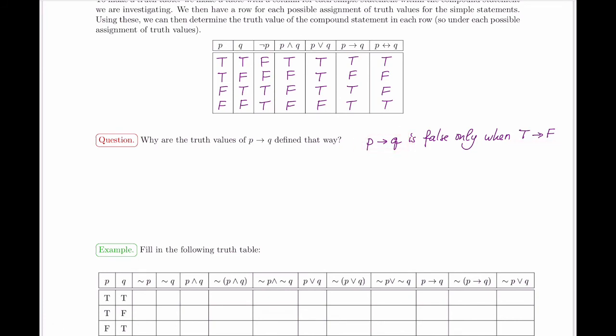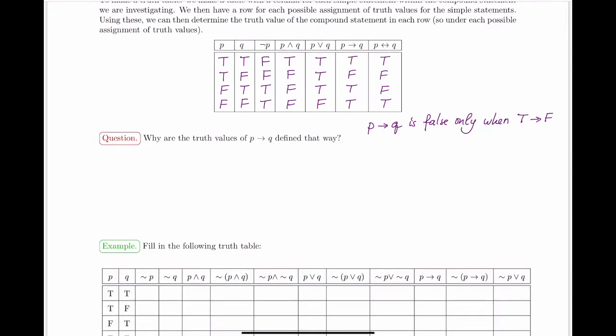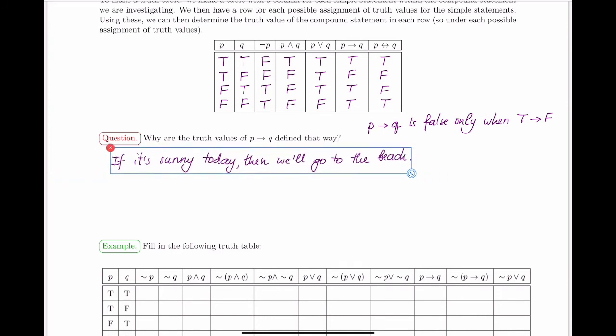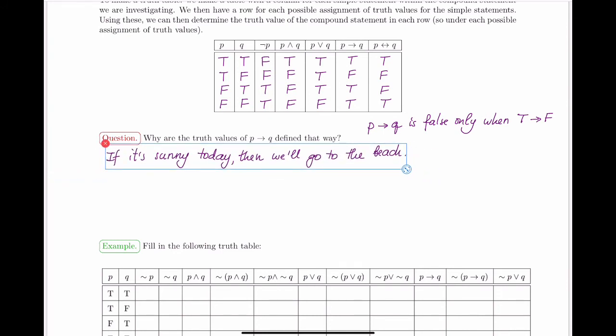So now, why are the truth values of P and Q defined in this odd way? It seems anti-intuitive, for example, that false implying true is somehow still true. If we have a false beginning and a true conclusion, how can the entire statement be true? It's best understood maybe in terms of an example. So let's consider a promise that I'm going to make to you. It's going to be fairly straightforward. If it's sunny today, then we will go to the beach. So in this case, P is it being sunny today, and Q corresponds to us going to the beach.